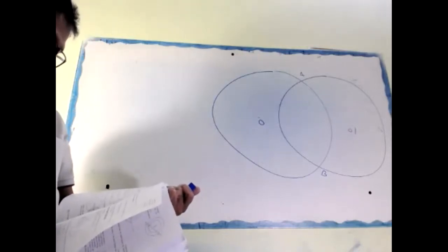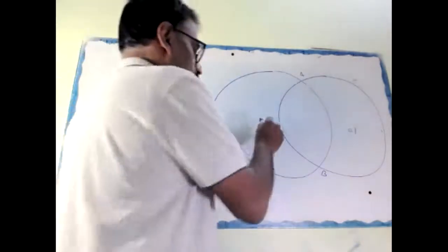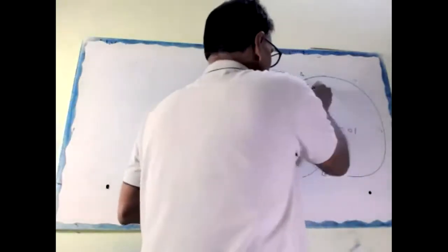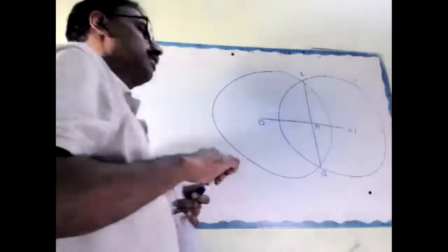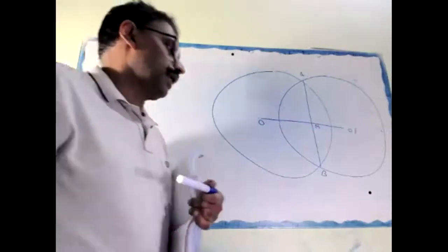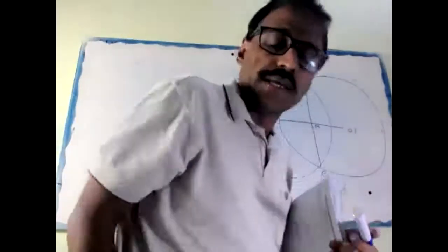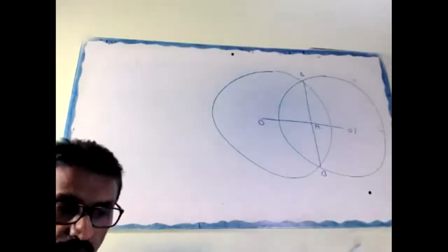Okay. So here you join this one. Join this one. So here M. What you are shown? You are shown that MA equals MB. Okay. Draw figure.